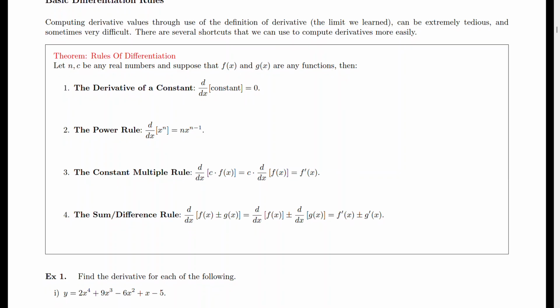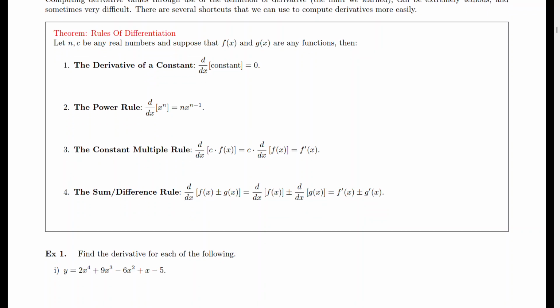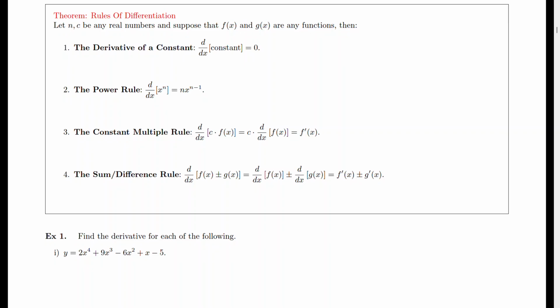So far, we've been finding derivatives using the definition of the derivative, meaning the limit definition, and we've seen that it can be extremely tedious and sometimes even difficult to find the derivatives that way. In this section, we are going to learn several shortcuts that can help us find derivatives more quickly. So the first rules that we're going to come across are these four, and they are the basic rules of differentiation.